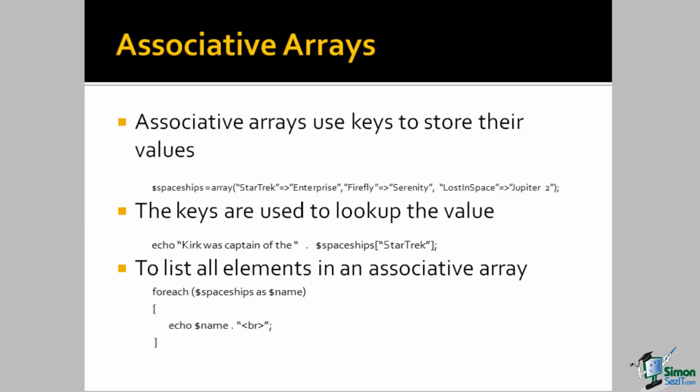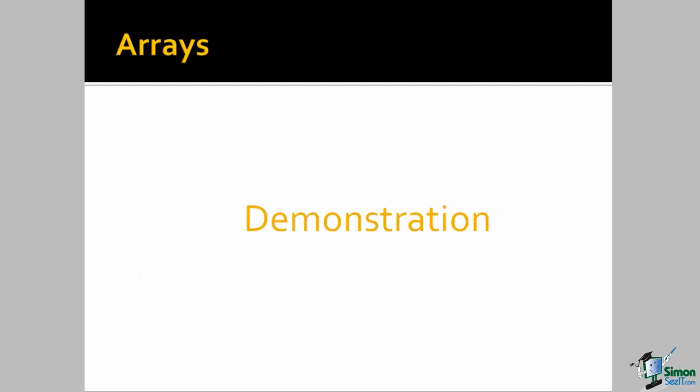Now we've seen this in the last demonstration. We listed all of the elements of the integer array using a for each statement. So the for each statement says, hey, take everything that's in this array individually and call it name. And then in this example, just echo that name. So let's go look at some code.